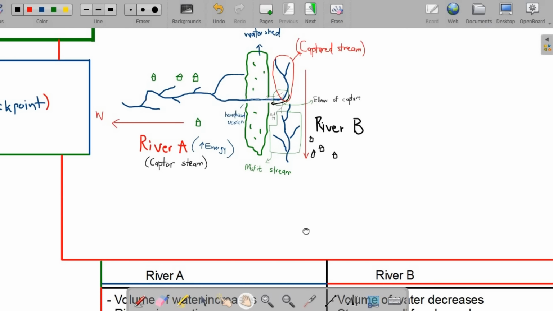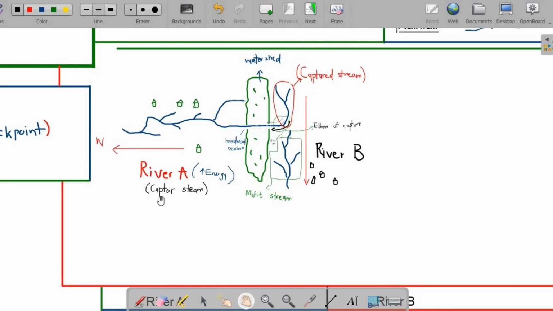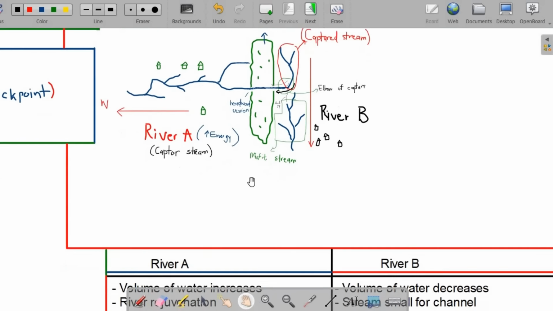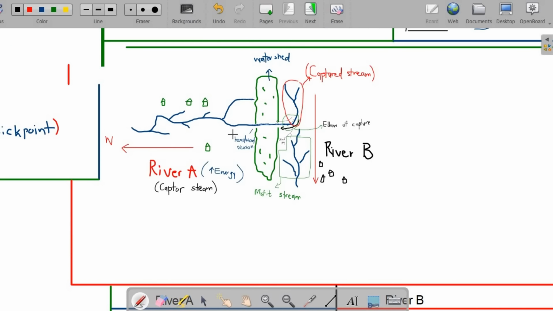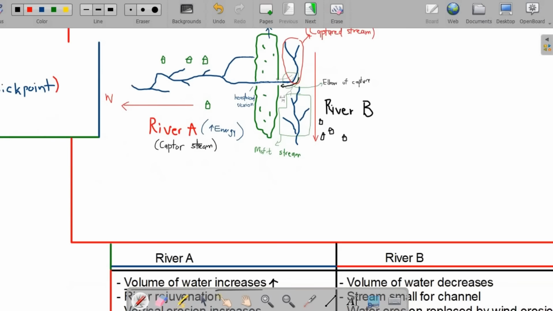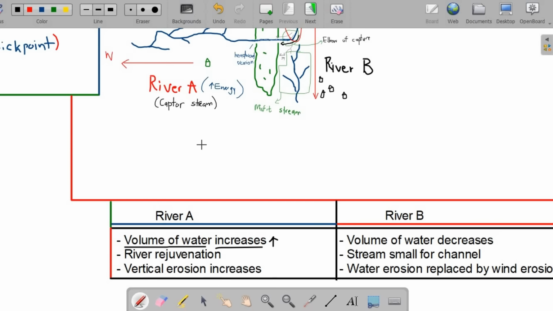So first of all, River A has stolen. Okay, so River A, which is the capture stream, has stolen water, right? So if it has stolen water, that means now it's going to have a lot of water in its channel. So the volume of water in River A will increase, because now it is joined with another stream which pours water into its river channel, right? So now the volume of water will increase, so there's going to be a lot more water running in the river channel, and of course it will be rejuvenated.